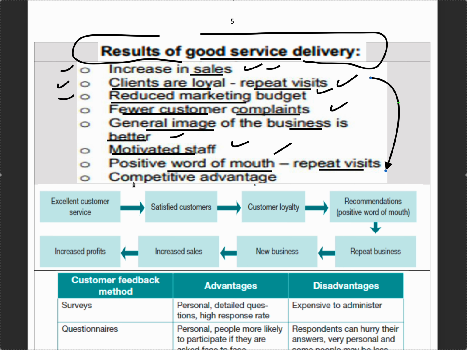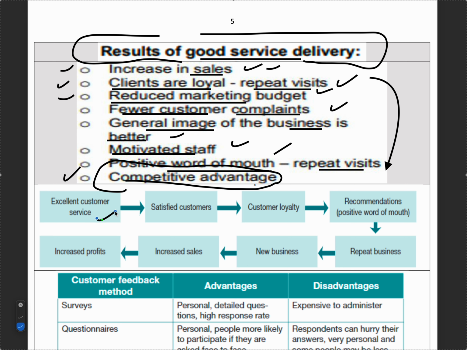Competitive advantage, meaning you will have an advantage over the same people that are selling what you are selling. You provide quality that gives you the edge over them. Competitive advantage is also called competitive edge. So it's an edge that you have over the businesses that are selling the same product that you are selling. So these are the results of a good service being offered.